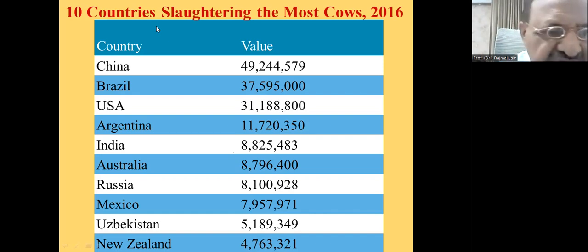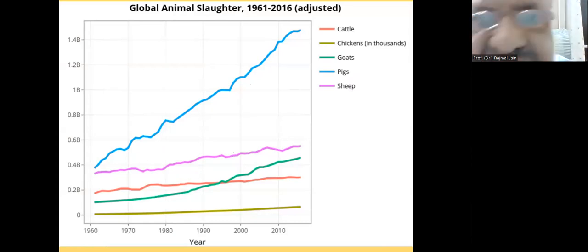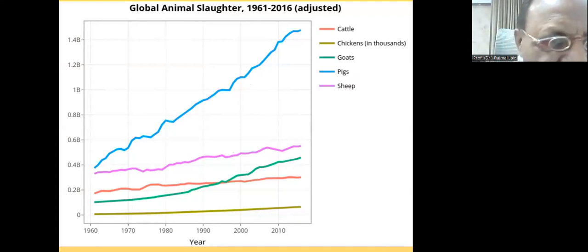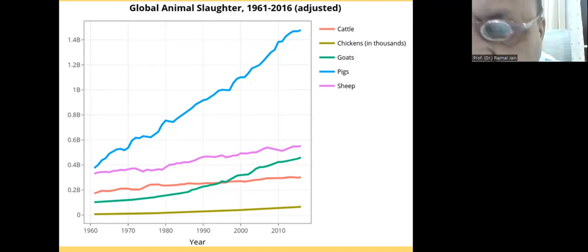I would like to show this plot of different kinds of animals which are being slaughtered every day, from 1961 to 2016. The x-axis is the time, and the y-axis gives how many millions of tons of meat is produced through the slaughtering of these animals. You can see that mostly sheep are being slaughtered every day in thousands, or maybe millions, all over the world. And then the cattle are there, pigs are there, all these things.